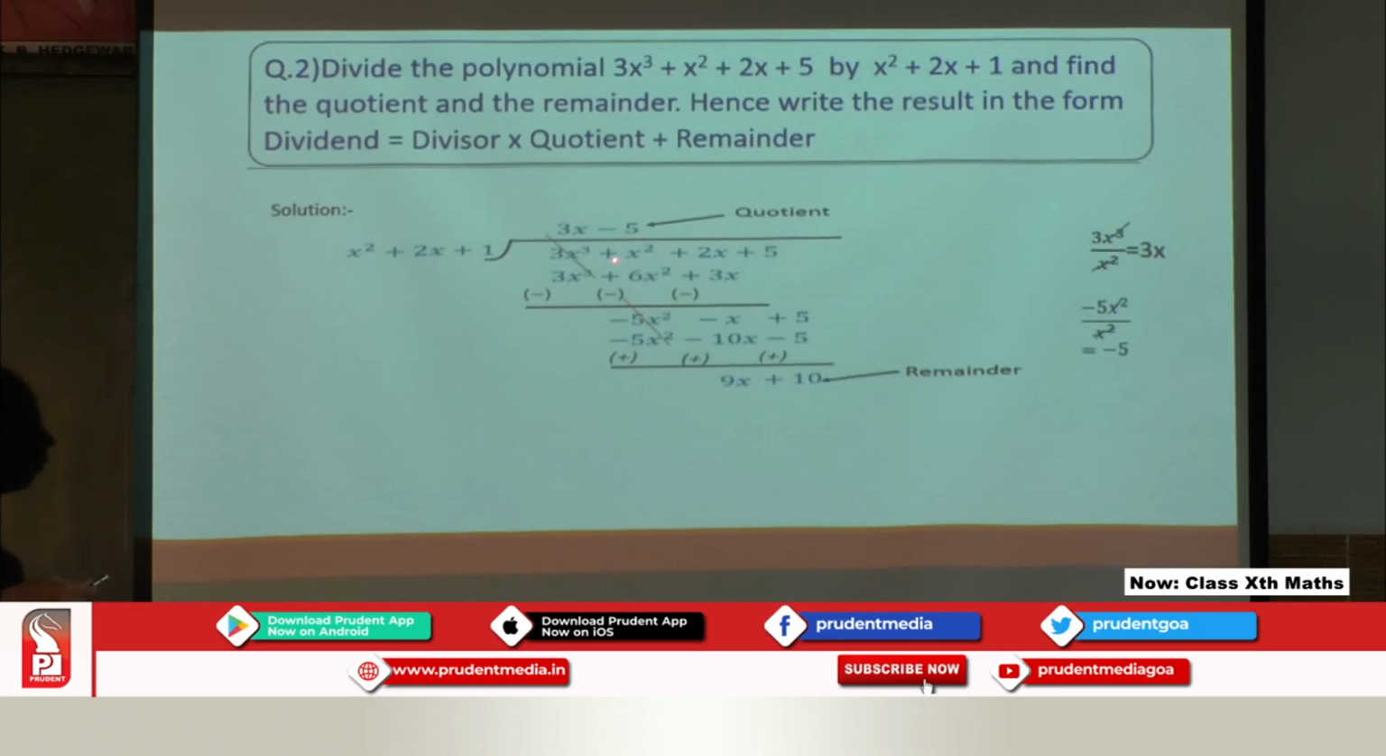Now next plus and minus, subtract this: 6 minus 1 is 5x square, but the greater number's symbol is negative. So here minus 5x square. Again positive and negative, subtract: 3 minus 2 is 1x, but the greater number is negative, so minus 1x. Again this plus 5 should get down here.